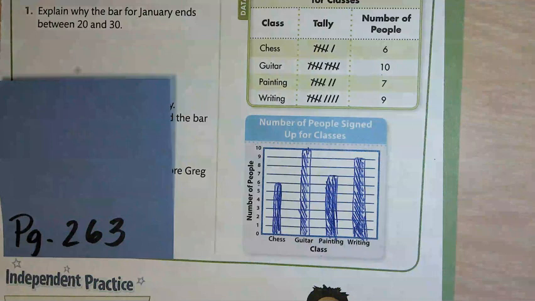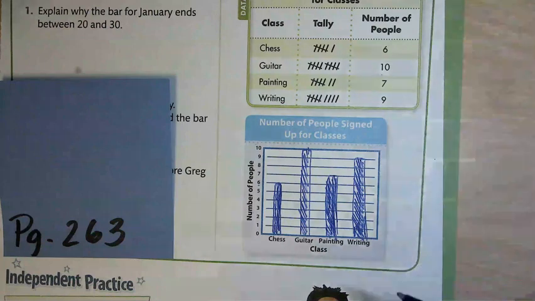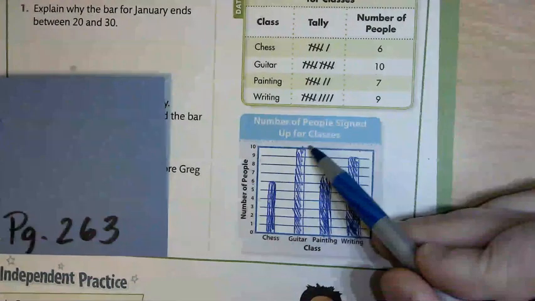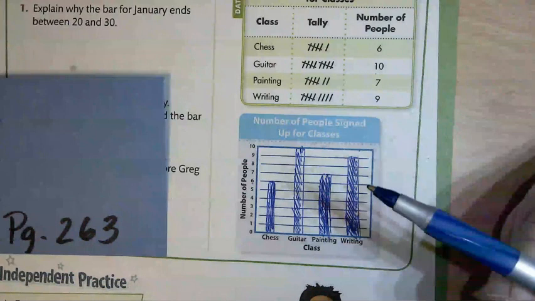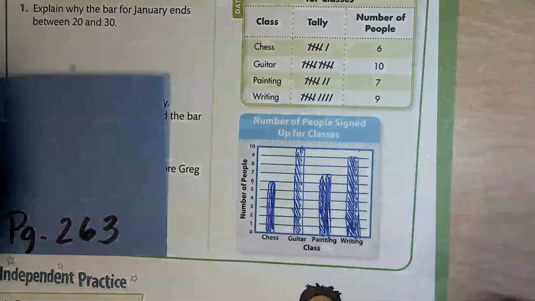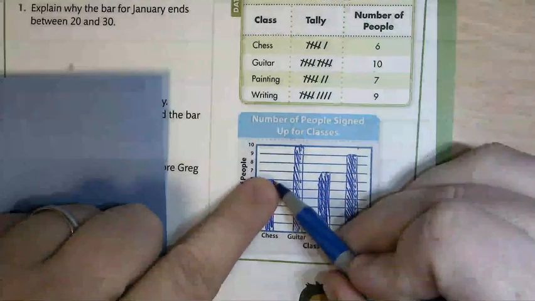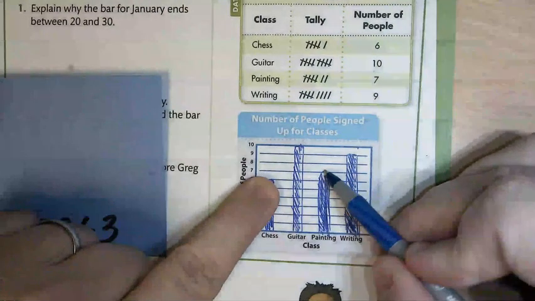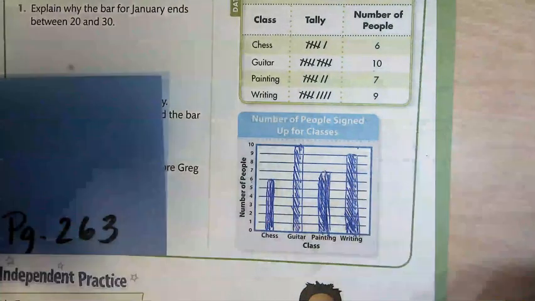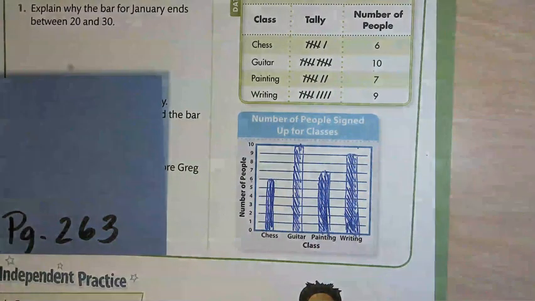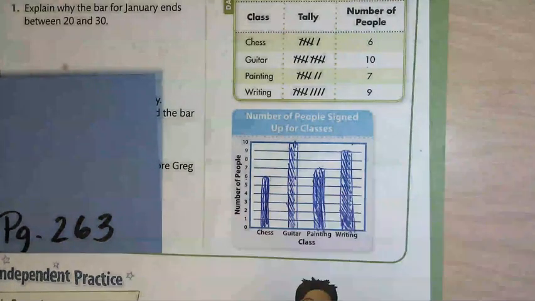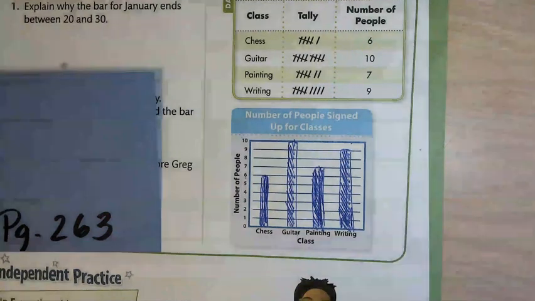It helps us out so we can look and go, oh man, how many more students liked guitar than writing? Well, only one more. I can see that because there's only one more line than that. All right. What about chess and painting? How many more people liked painting than chess? Well, I just go up to chess and say, how many more did it have? Well, it had one more than that too. So this is a way for us to be able to use this graph to tell information. And that's what we're going to keep on working on next time.